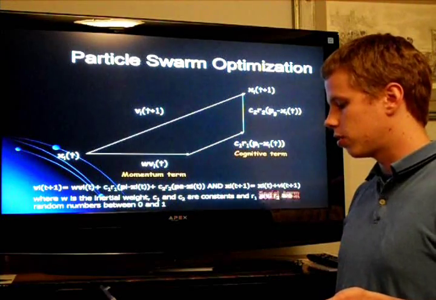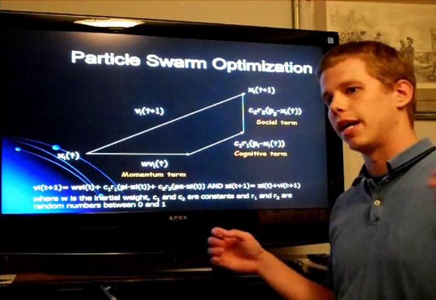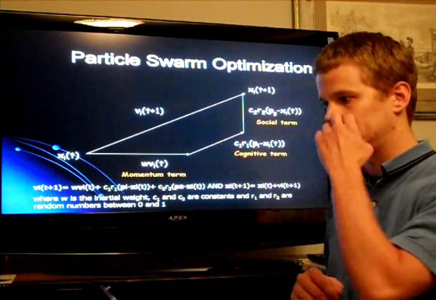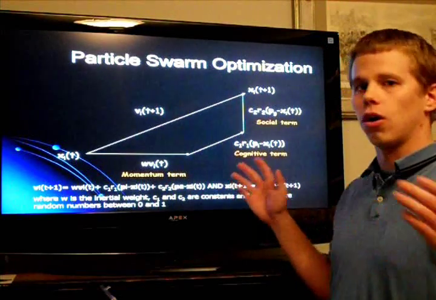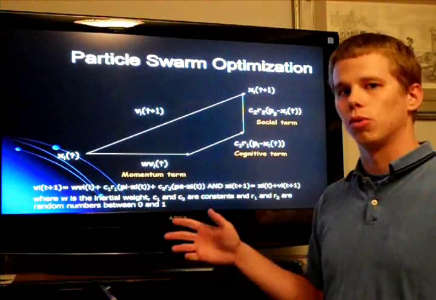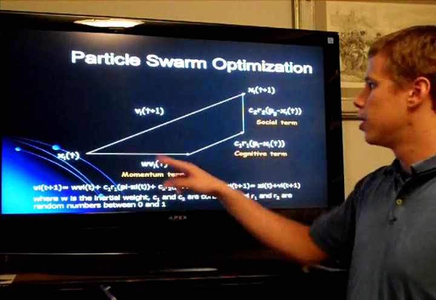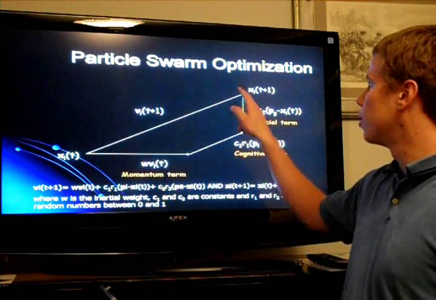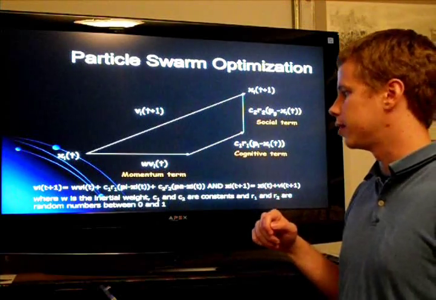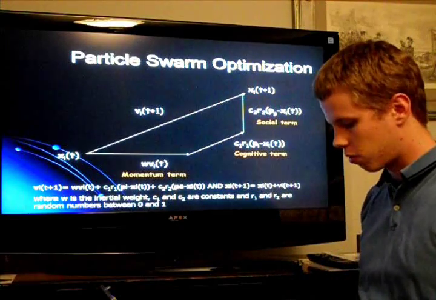Then there is the social term: the best solution of all the particles is also stored, and it's called the g-best, or the global best particle. All the particles tend to also move towards this global best. So you have your momentum term, your cognitive term, and your social term. You add all three of these together and you get your final position after you get your updated velocity. Here are the equations down here and explanations of how it works.